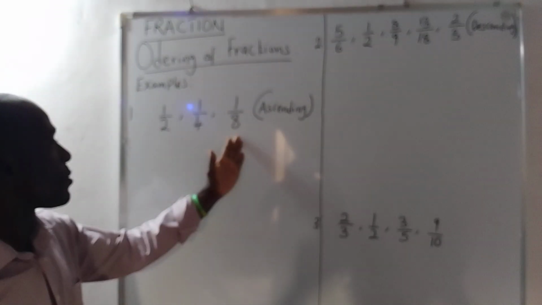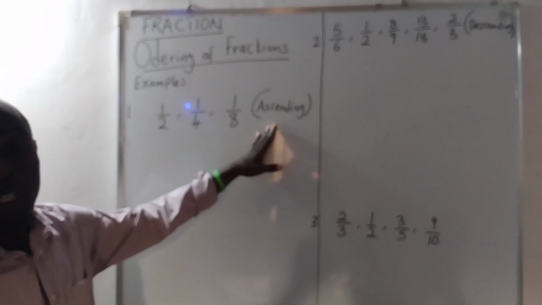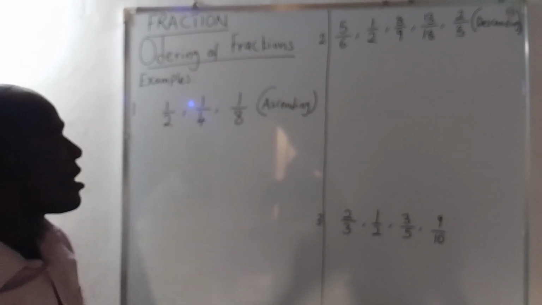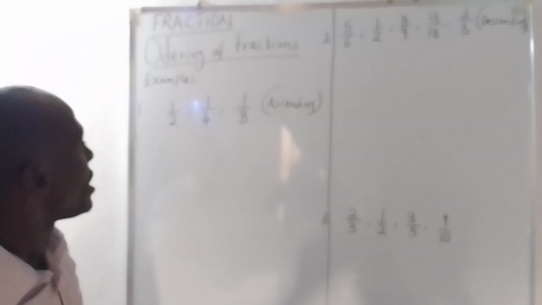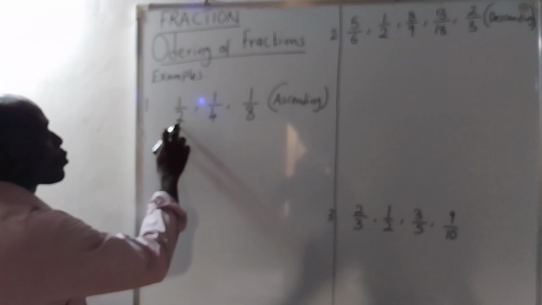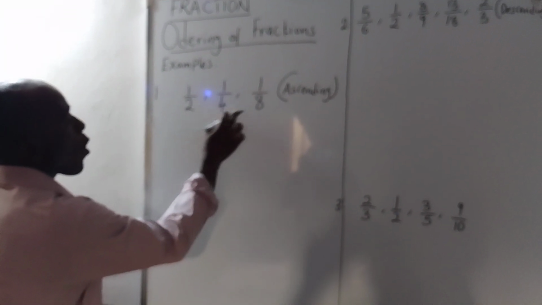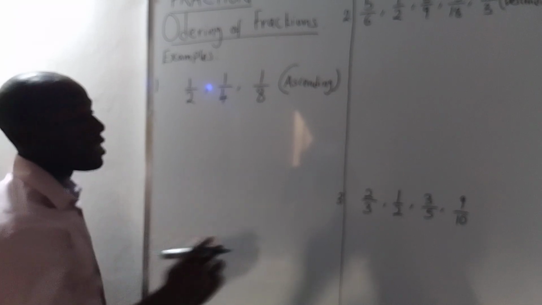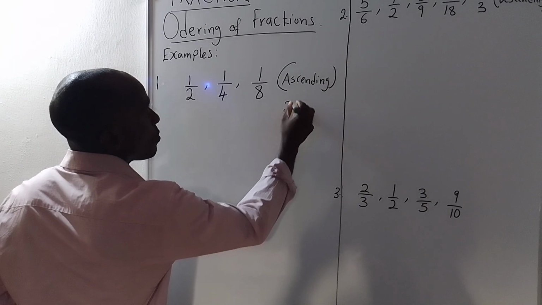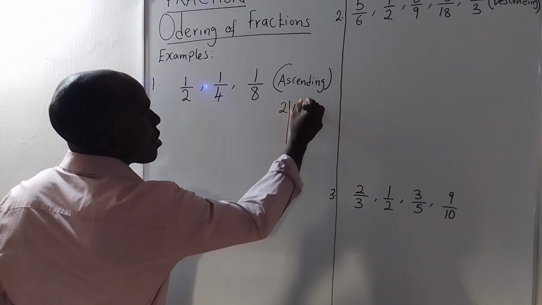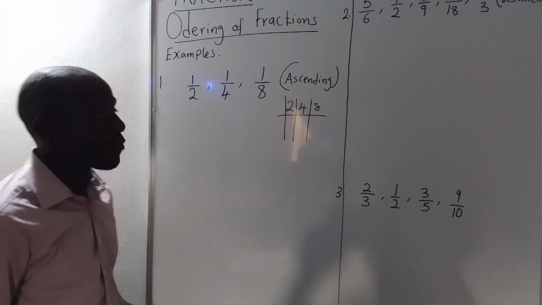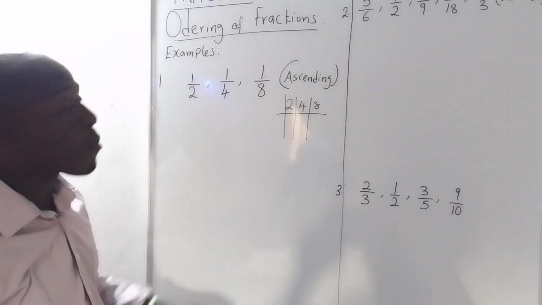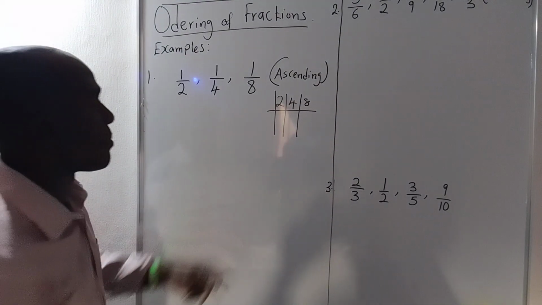So the first example says we should arrange these fractions in ascending order, which means from the smallest to the biggest. How will a child know which fraction is big or is the biggest? Now to do this, look at the denominators: 2, 4 and 8. The child should pick those numbers, which are 2, 4 and 8, and use them to find the LCM, the lowest common multiple among them.